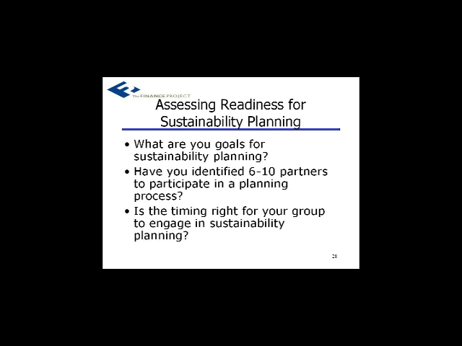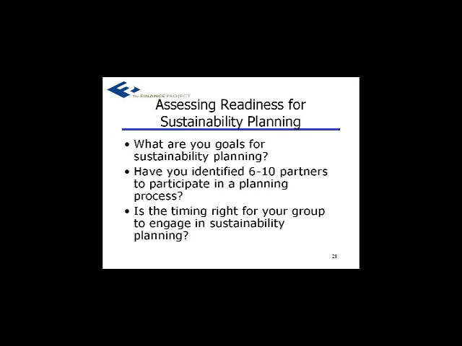The second is that a successful sustainability planning process requires the commitment of a core planning group of about 6 to 10 individuals, critical to the long-term success of the Lifespan Respite initiative over several months. Have you, and it sounds like many of you have, identified who would be in this group of stakeholders? Are the stakeholders at a place where they can commit to putting some time in together?